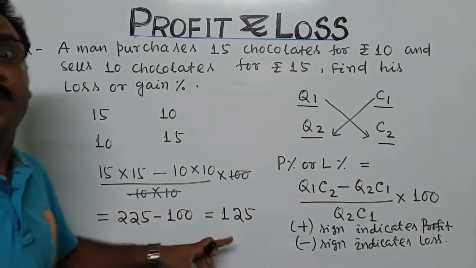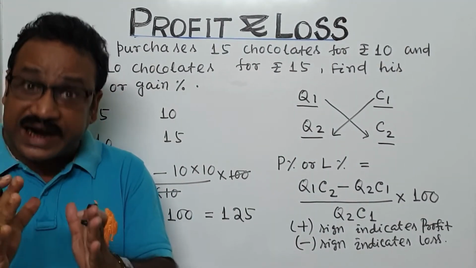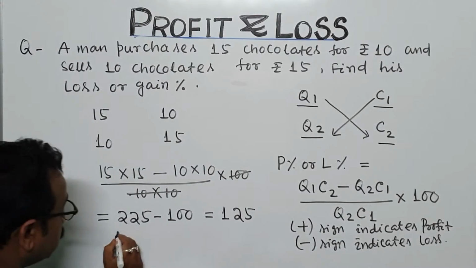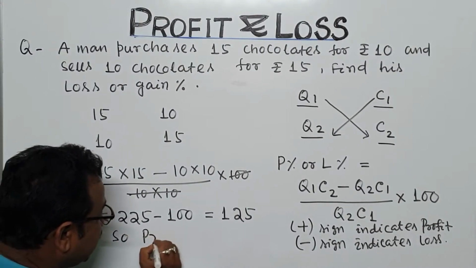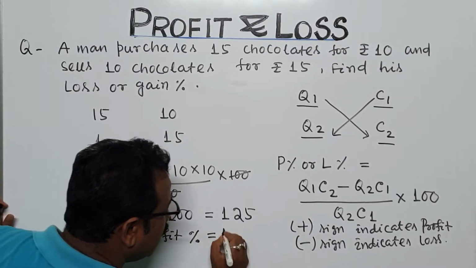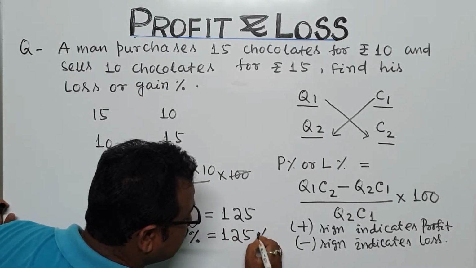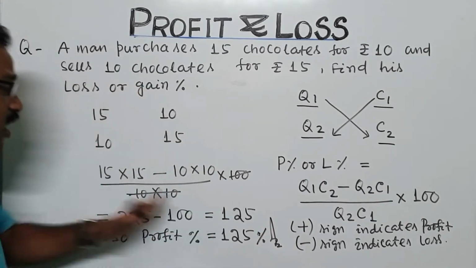Then this is plus or minus positive 125. So profit percent is equal to 125%. Okay, so profit is here 125%.